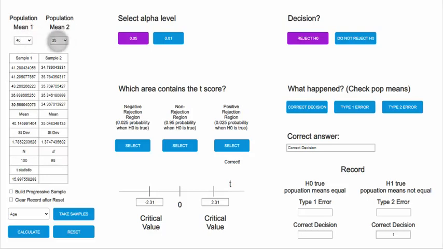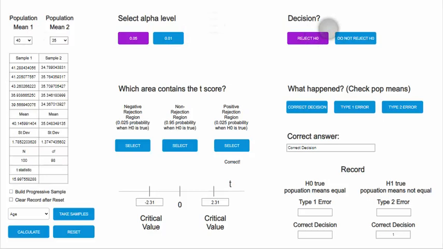But it just happens to be that in this simulation, it provides you the population means after you make your decision. That's just for learning purposes. It's just meant to help you get the concepts down. But that wouldn't happen in real life. In real life, they would still be unknown, and you would just hope you made the right decision.